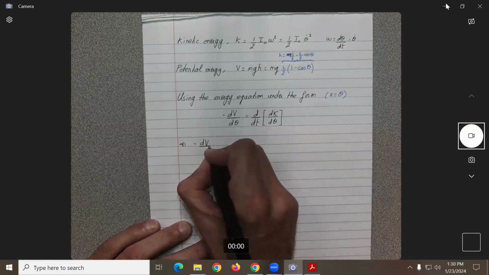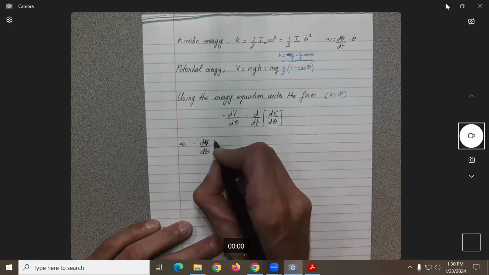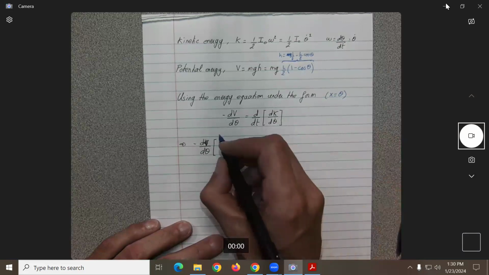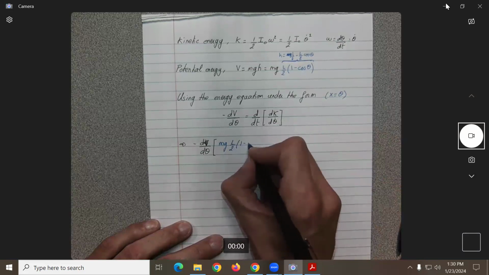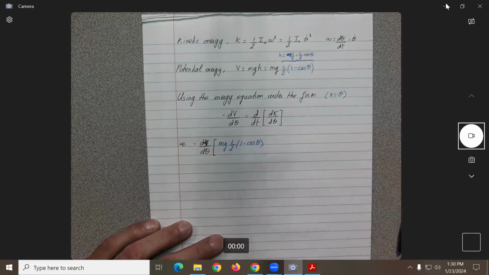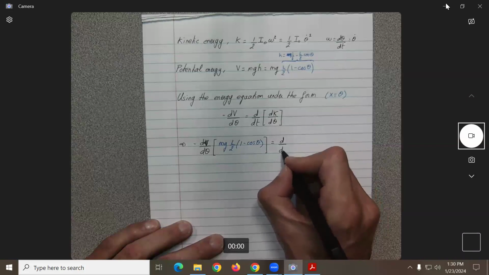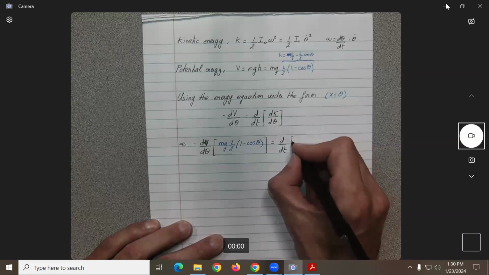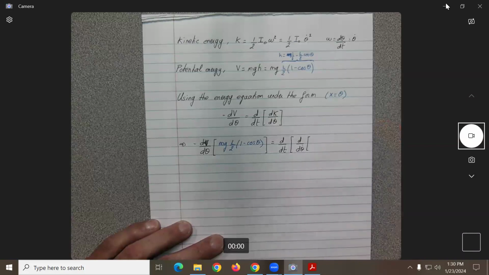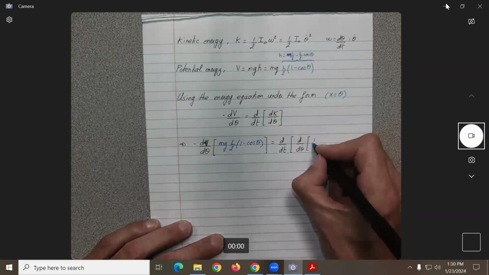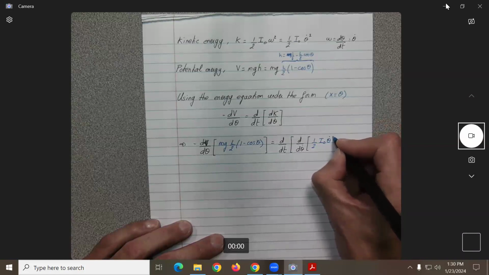Okay, so substituting, we're going to get what? Minus d d theta, sorry, of V. What do we have for V? We have mg L over 2, 1 minus cosine theta, equal to d dt of d theta of what? Of 1/2 I sub naught theta dot squared.